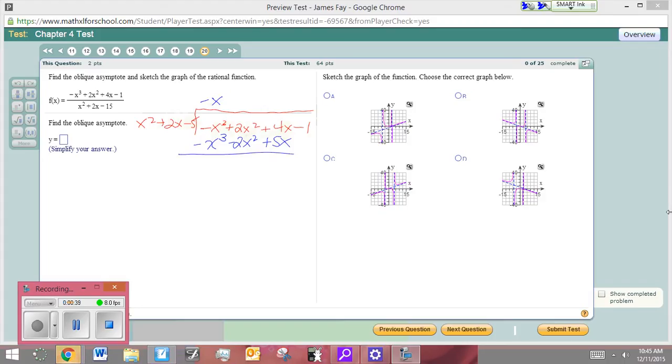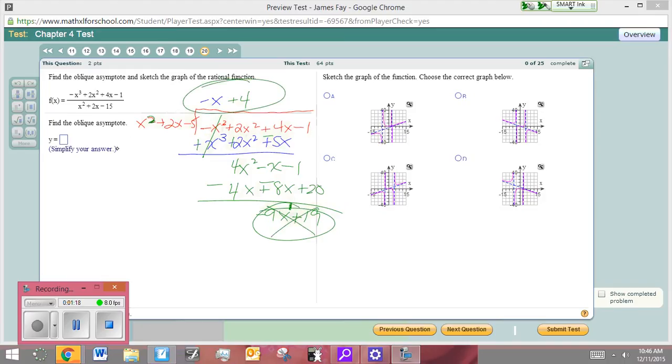I'm going to change all the signs, and I'm going to add straight down. So those cancel out, gives me 4x squared, and minus x minus 1. Now I need a number that multiplies by x squared to give me 4x squared, so it's plus 4. That'll be 4x squared plus 8x minus 20. Change signs. Add straight down, so I get negative 9x plus 19. Now because that x has a power of 1 and this one has a power of 2, I know that's a remainder. So all I'm interested in for the slant or the oblique asymptote is the quotient. So y equals negative x plus 4.